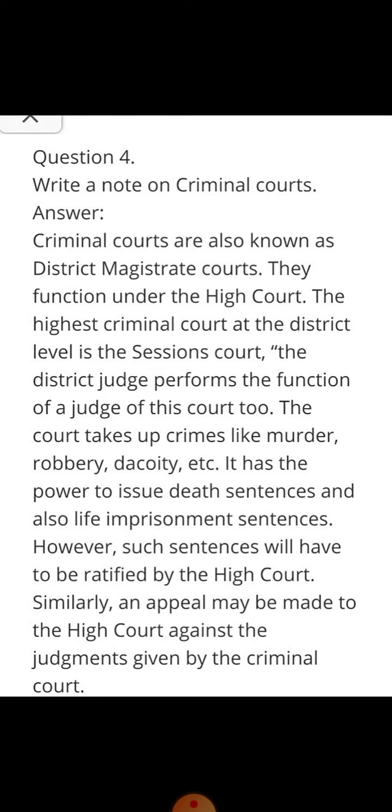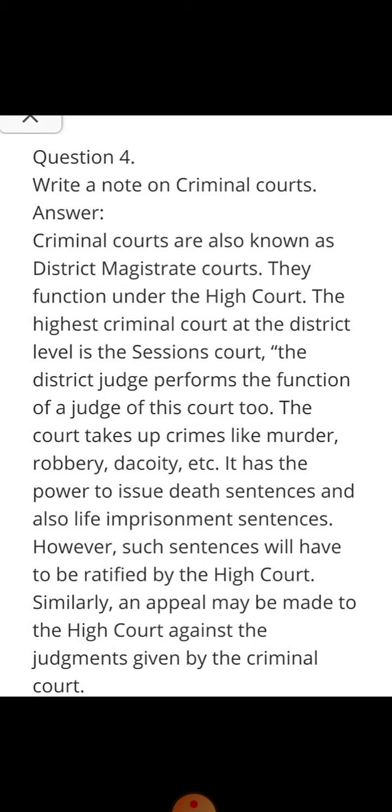The court takes up crimes like murder, robbery, dacoity, etc. So these cases are going to be registered in the criminal courts. Okay. So what are the powers? It has the power to issue death sentences and also life imprisonment sentence.